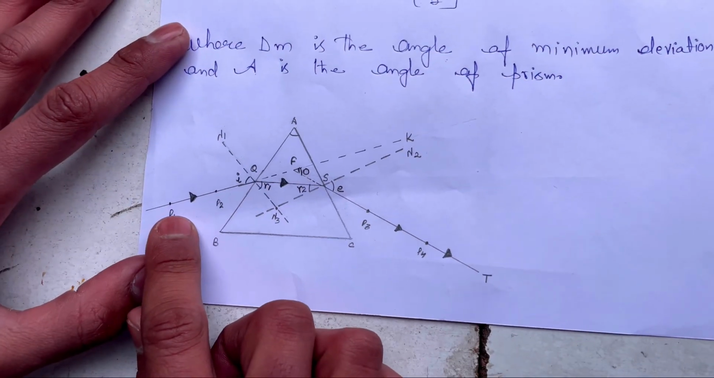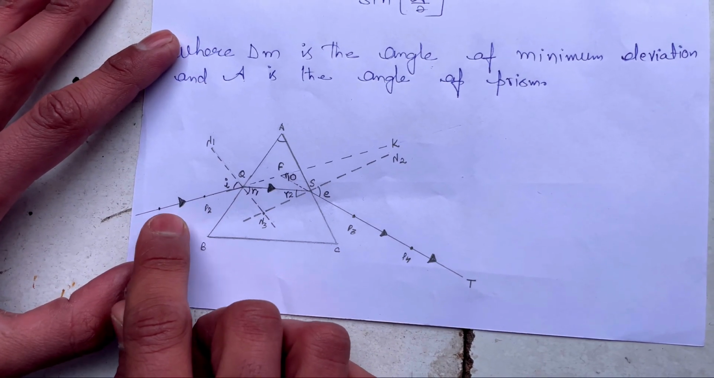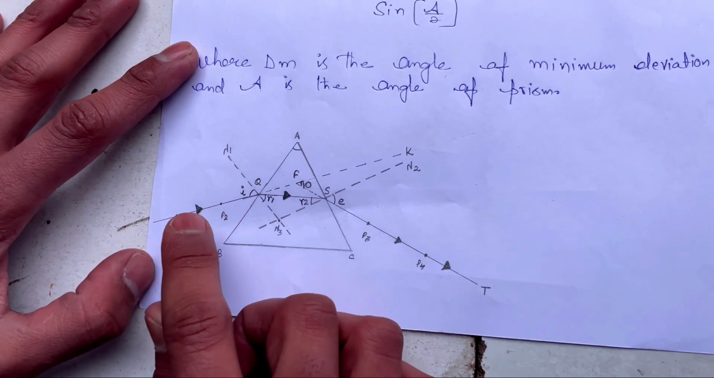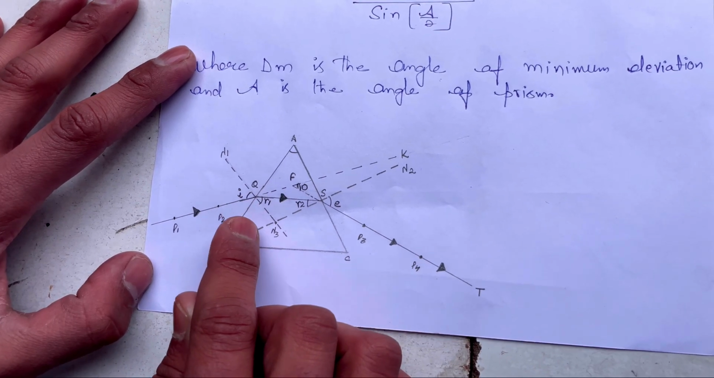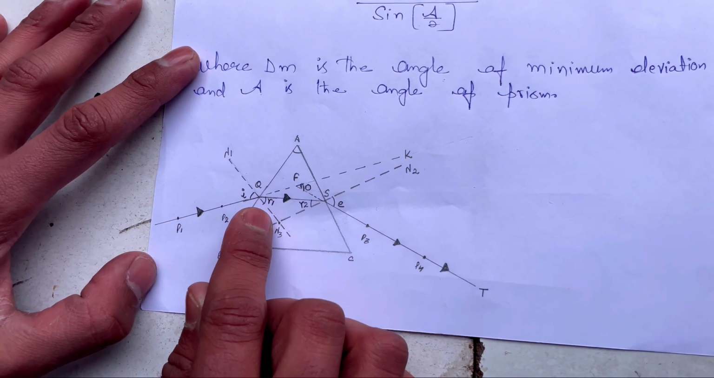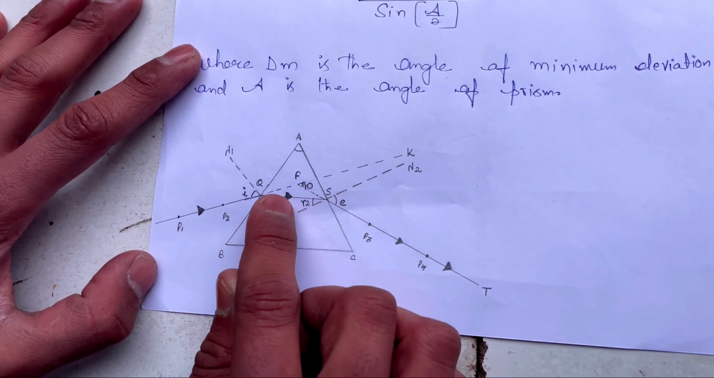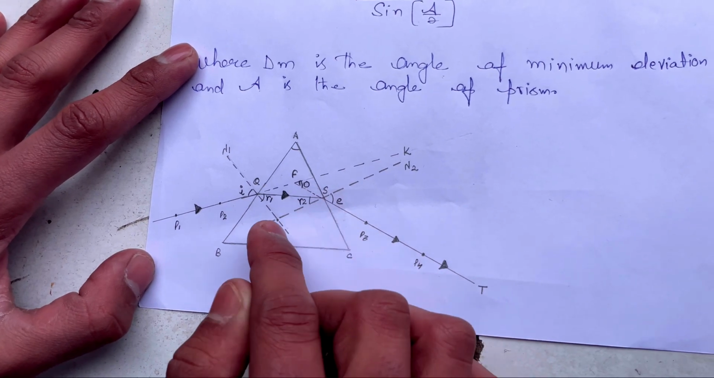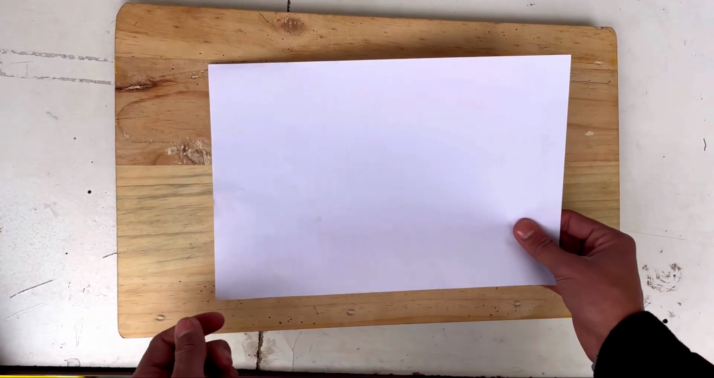This is our incident ray, this is our normal. We already know that when a ray passes from a rarer medium to a denser medium, it bends towards the normal. This incident ray falls on this side of the prism and it bends towards the normal. Here you can see this ray bends towards the normal. This is our normal, and this is our another normal. When it moves from a denser medium to a rarer medium, it bends away from the normal. Then this is our incident ray, this is our emergent ray, and this is our white sheet of paper.